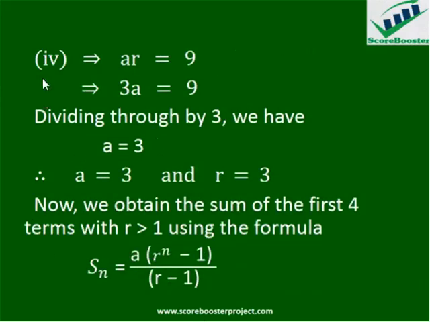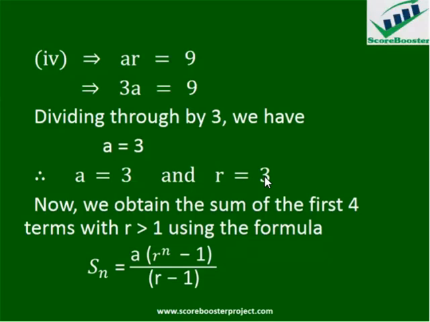The statement of equation 4 is ar equals 9. Since we already know the value of the common ratio r, we substitute it here. We have 3a equals 9. So we divide through by 3 to make a the subject of the formula. If you divide through by 3, we have a equals 3 also. So now the value of a is 3 and the value of r is 3.